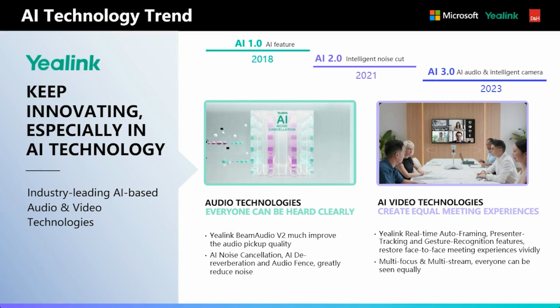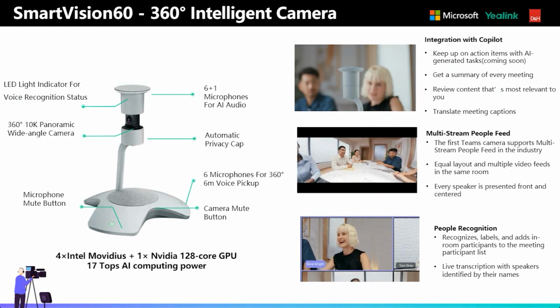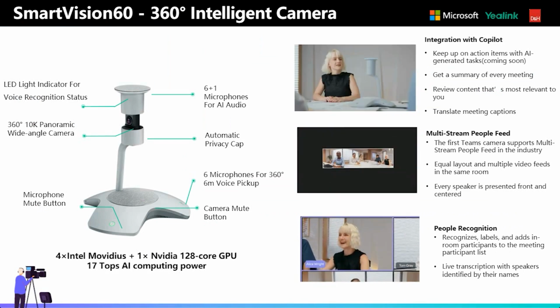So in the beginning, I want to talk about the AI features across the video conference history of Yealink. The first generation AI feature only had audio technology. In the second generation, we got the intelligent noise cut, auto framing and speaker tracking. And now it is AI 3.0. We have IntelliFrame, we have people recognition, and we have AI audio as well. So we'll go into details.